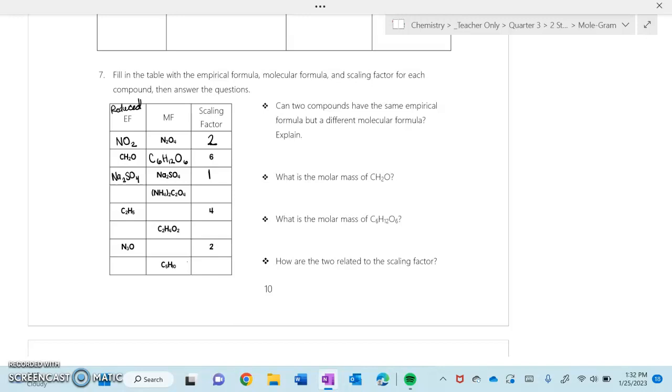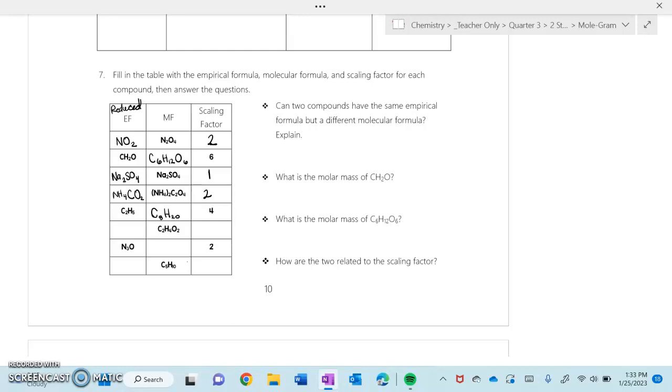This one, however, has parentheses, so it's telling us there's 2 ammoniums, 2 carbons, 4 oxygens. So I can reduce by a factor of 2, and now I'll just have 1 ammonium, 1 carbon, and 2 oxygens. So there's my empirical formula by a scale factor of 2. If this is my reduced C2H5 and I have a scale factor of 4, my molecular formula would be C8H20.